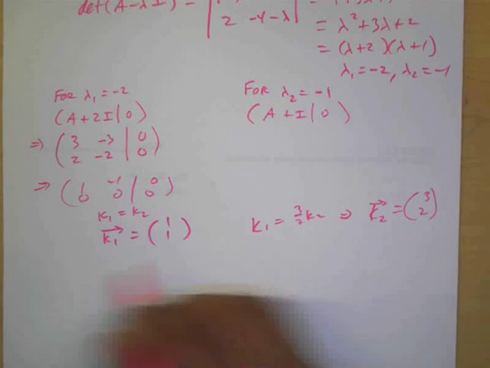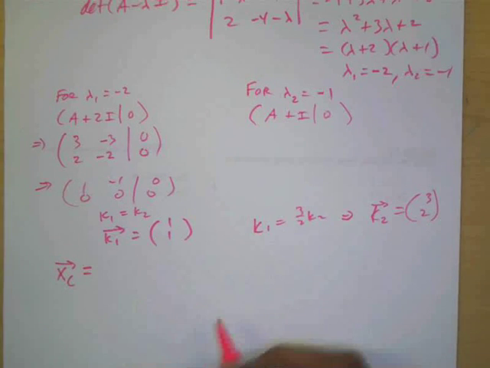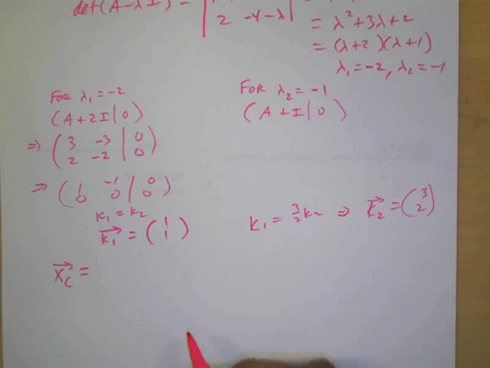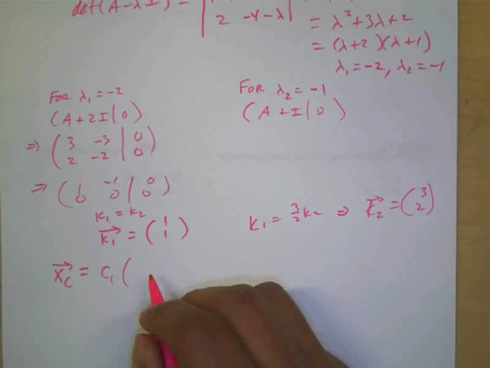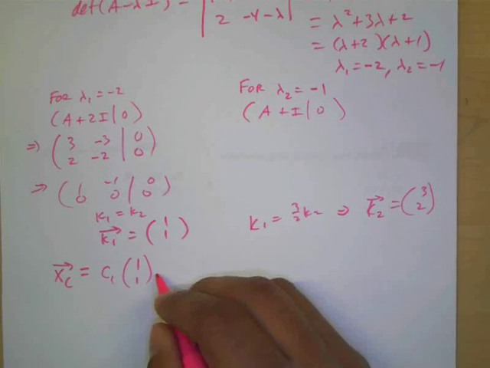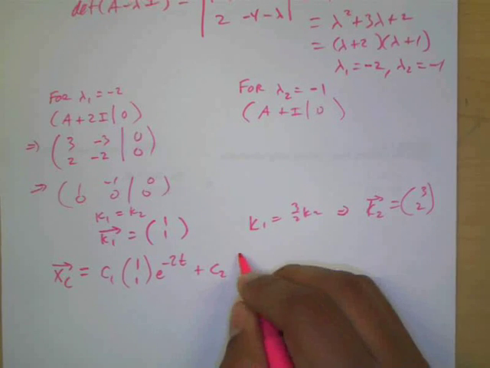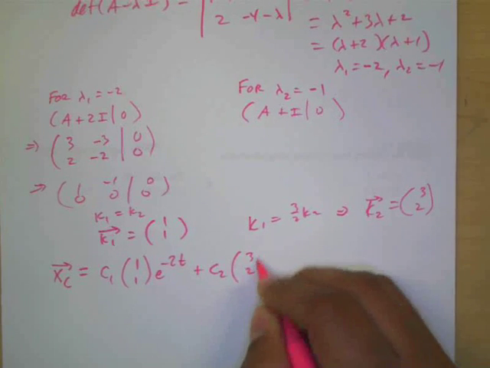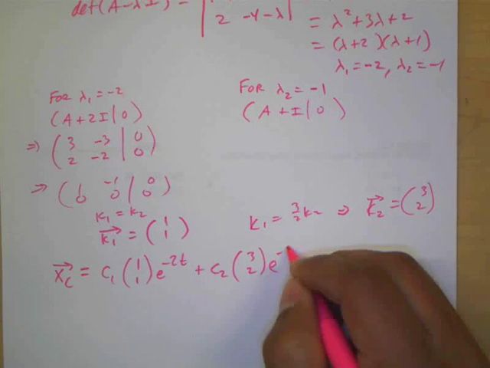Okay, so at this point, we have found what we call the complementary solution, just like with non-system equations. And that solution will be C1 times 1, 1 e to the negative 2t plus C2 times 3, 2 e to the negative t.